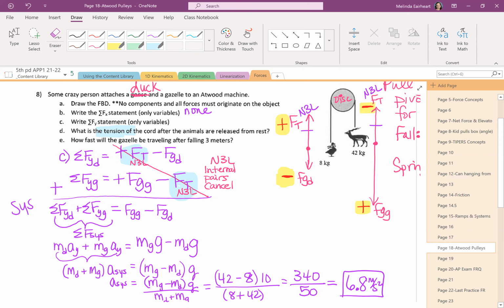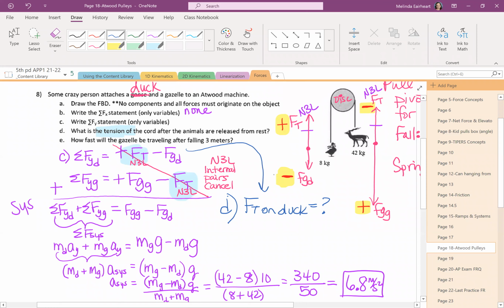Duck, okay. And so to solve for the duck, so let's, for part D, let's solve for the FT on the duck. And if there's any rebels in the room, you solve for tension with gazelle. We should get the same answer. And so I'm going to use the duck's FNet statement. And so I'm going to isolate tension. It does not cancel. And so I would get FNet Y for the duck plus FGD equals the tension on the duck. Everybody is in terms of the duck.